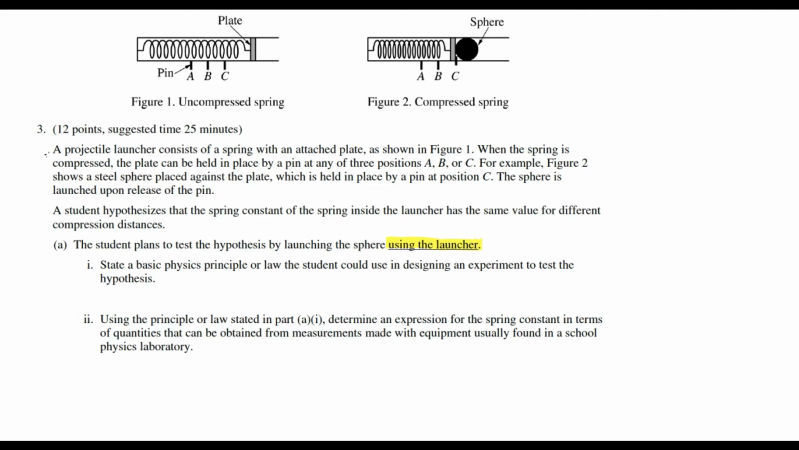So what is the basic principle that we can use? Well, we can use the conservation of energy, because when the spring is compressed, a certain amount of energy is stored in the form of elastic potential energy, which upon the release of the pin will be converted into kinetic energy of the sphere, converting all that energy into an energy which is going to be related to the velocity of the sphere. So the basic principle that the student could use is the principle or law of conservation of energy.